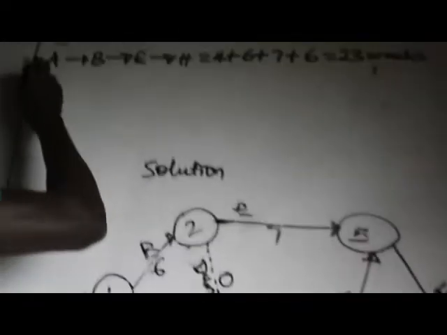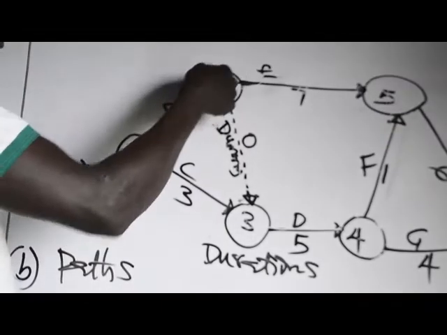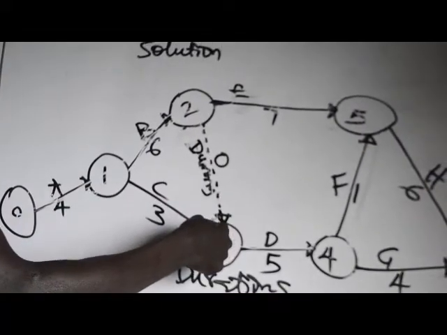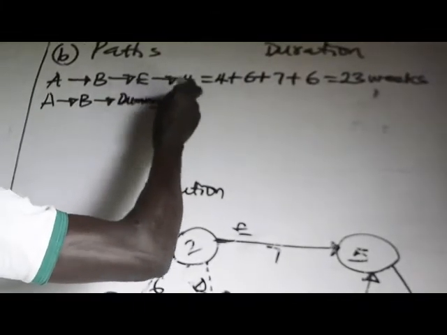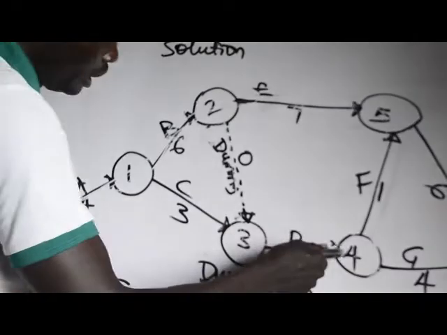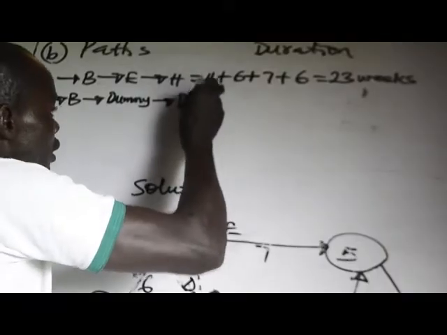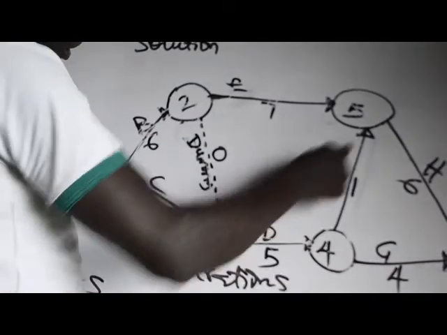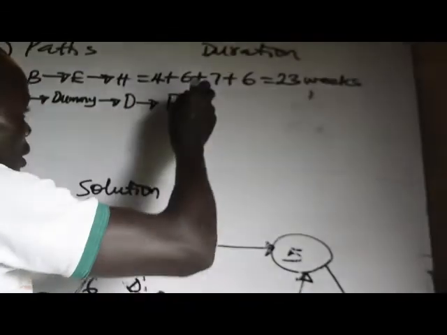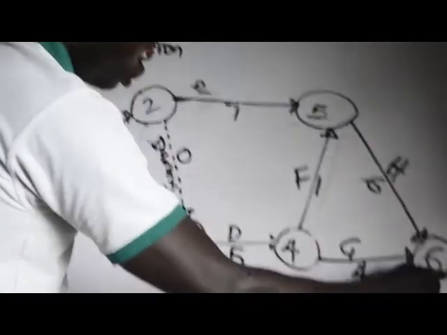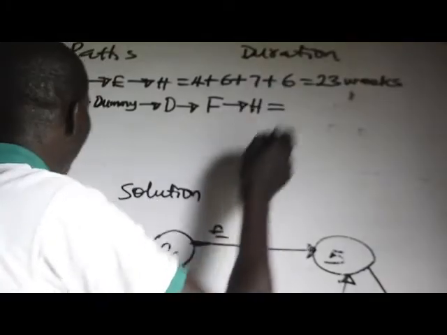So we have A to B, B to, when you get to this place, you branch this way. That means you travel through Dummy. From Dummy to D. From D, when you get here, you travel through F. From F to H, and that is where the journey ends. To H. And what is their duration?